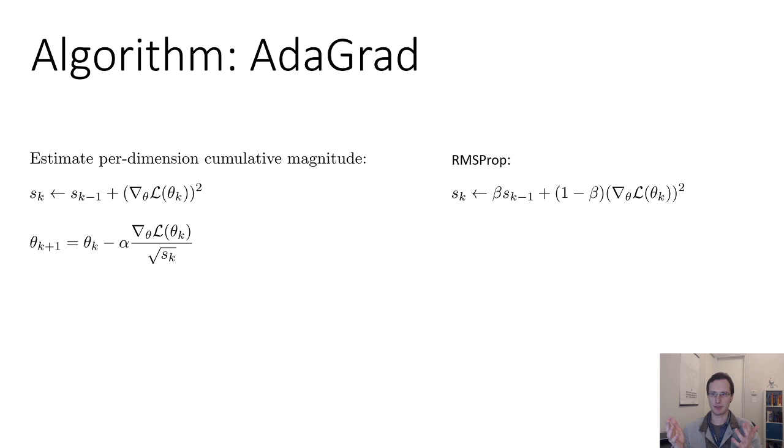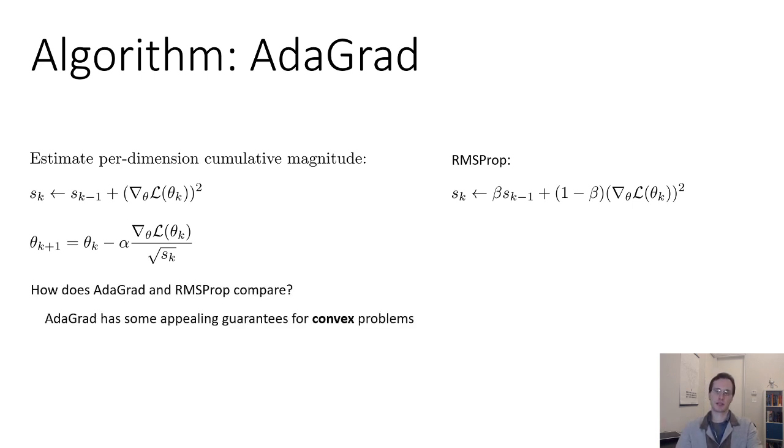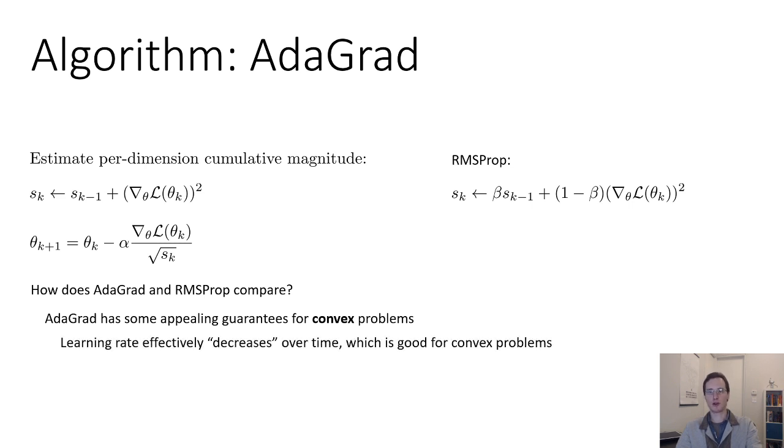Now, at first you might say, well, that seems like a bad idea because sk is going to keep getting bigger and bigger and bigger. So how does AdaGrad and RMSProp compare? Well, AdaGrad has some very appealing guarantees for convex problems. You can actually prove that AdaGrad will find good solutions efficiently. But for non-convex problems, the fact that the learning rate decreases over time can be a problem.